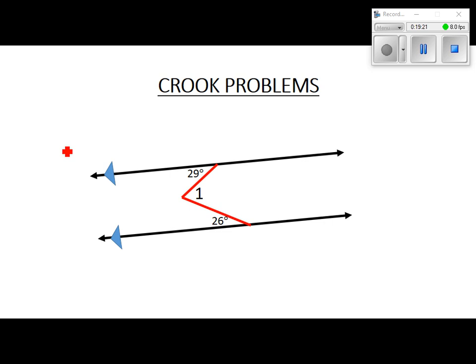Why are they called crook problems? Because they're named after Michael, because he's a crook. Michael Crook? She just got lost, Michael.